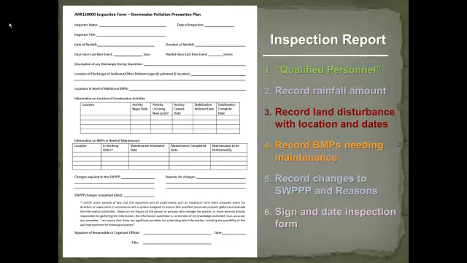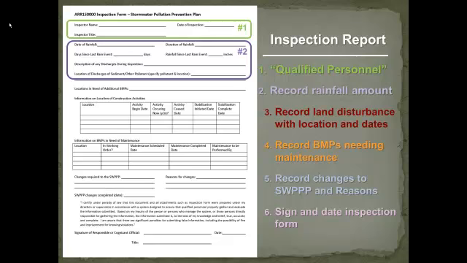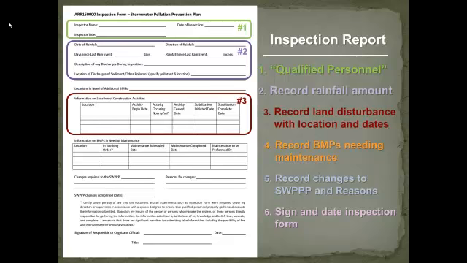This is the ADEQ inspection form that can be found on their website. While you are not required to use this form, your inspection report should include the following information: the name and title of the qualified personnel who conducted the inspection, rainfall information, such as when did it rain since the last inspection, how much did it rain, and any discharges noticed during the inspection. Land disturbance information, including when the disturbance began, where it is occurring on the site, and when the work was completed and the area was stabilized.